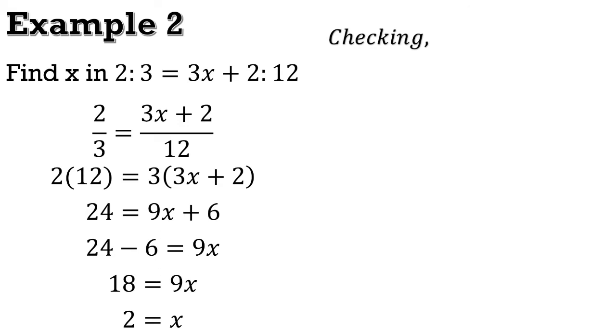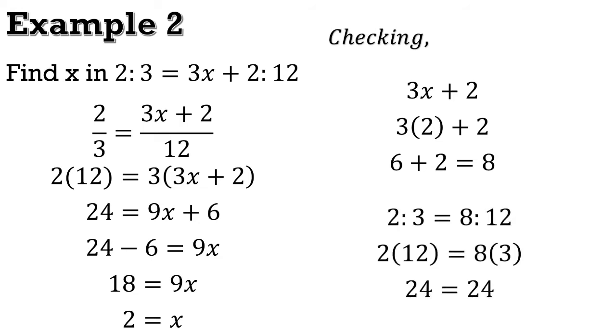Now to check, let us now substitute the value of x in the expression 3x plus 2. Then, substituting the value of x, we will have 3 times 2 plus 2. So, simplifying 3 times 2, that is 6, and then 6 plus 2, that is 8. Moving to the proportion, we have 2 is to 3 equals 8 is to 12. Now, kailangan mag-equal yung both sides of the equation. Multiplying the means, we will have 8 times 3, and multiplying the extremes, we will have 2 times 12. 2 times 12, that is 24, and then 8 times 3 is 24 also. So, that means x equals 2 is correct.